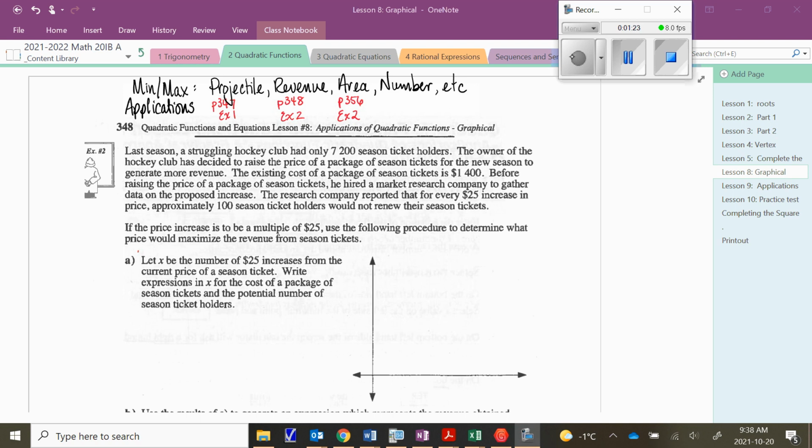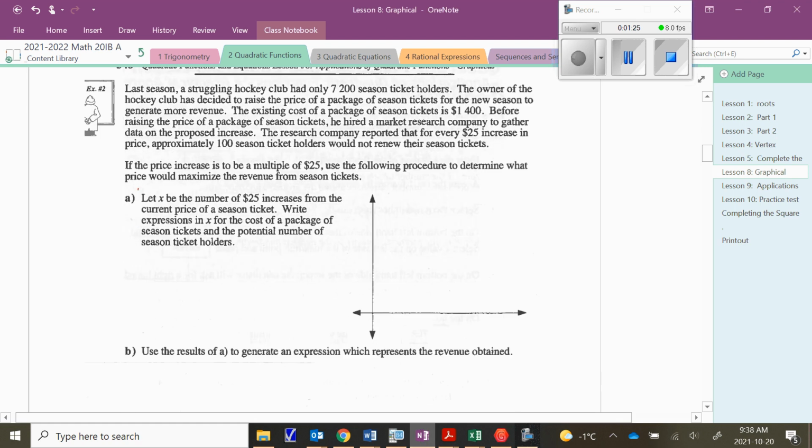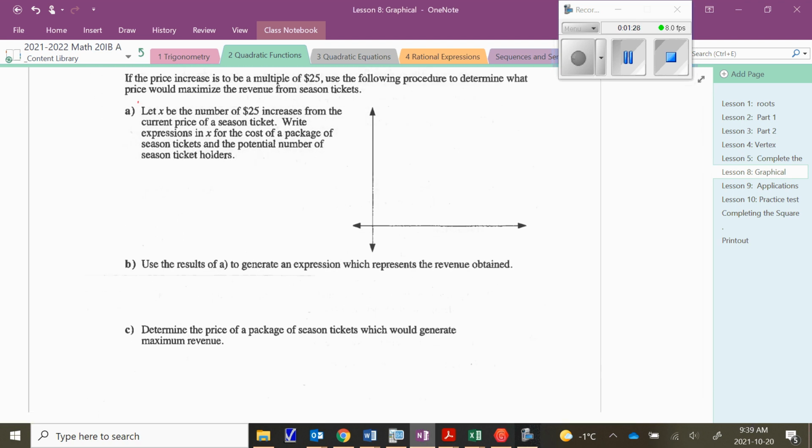So putting this function together then, we need to consider revenue at its most basic understanding. Revenue meaning the amount of money that we are bringing in. Revenue at its most basic is simply the cost multiplied by the quantity. So how much are we selling something for, and how many are we selling?